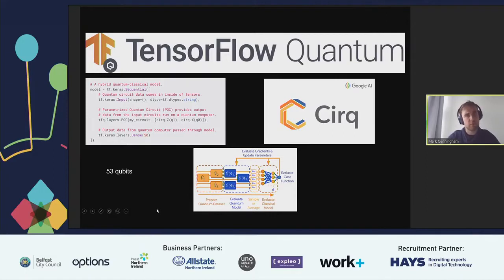A few months ago, Google made headlines when they claimed to achieve quantum supremacy, or as I like to call it, quantum advantage, where basically they demonstrated with a 53-qubit computer that they could solve a task much quicker than a classical computer, which was a big milestone in that we should all take quantum computing seriously, effectively. How TensorFlow Quantum works is basically preparing a quantum data set, evaluating that model, you can sample it or average it or measure the qubits, and then you can evaluate a classical model to evaluate the cost function.